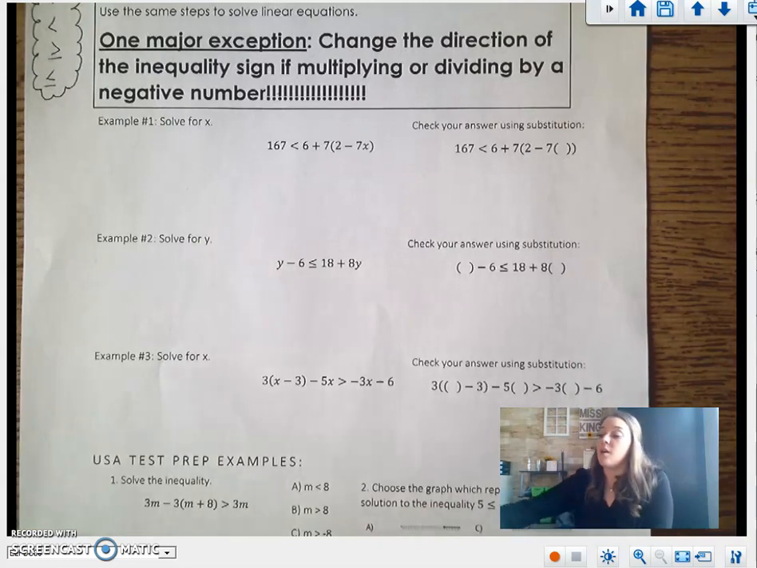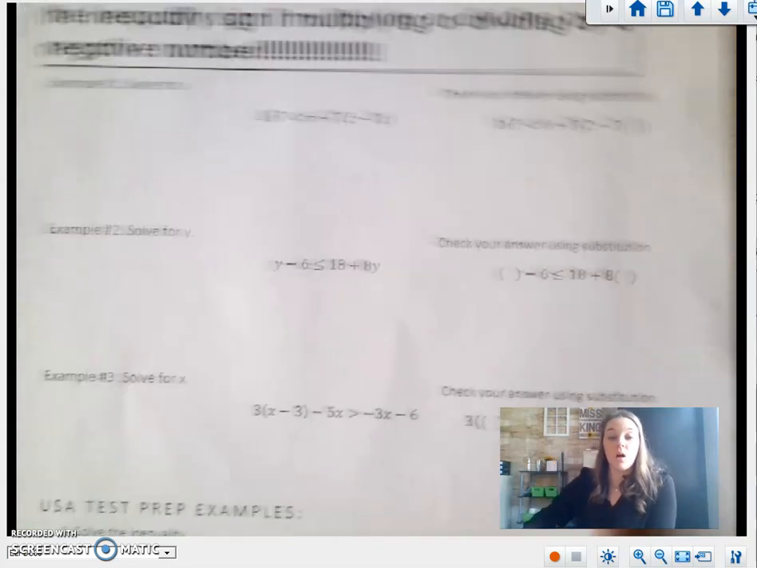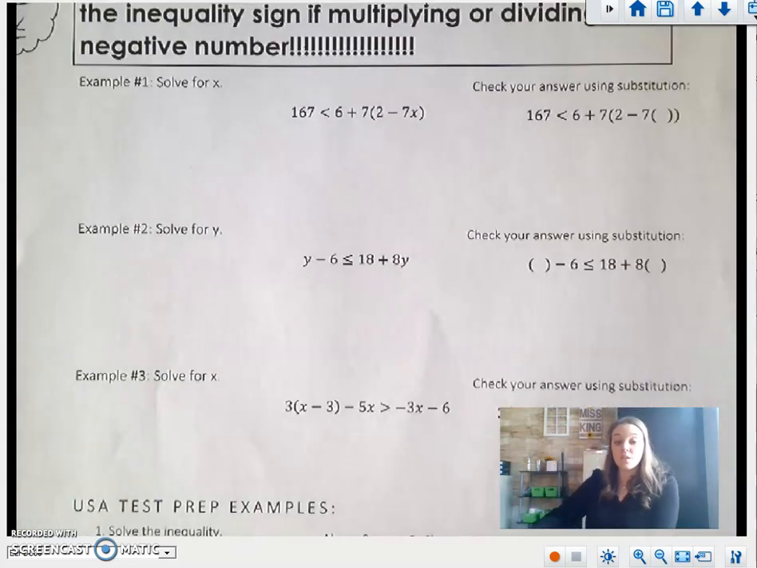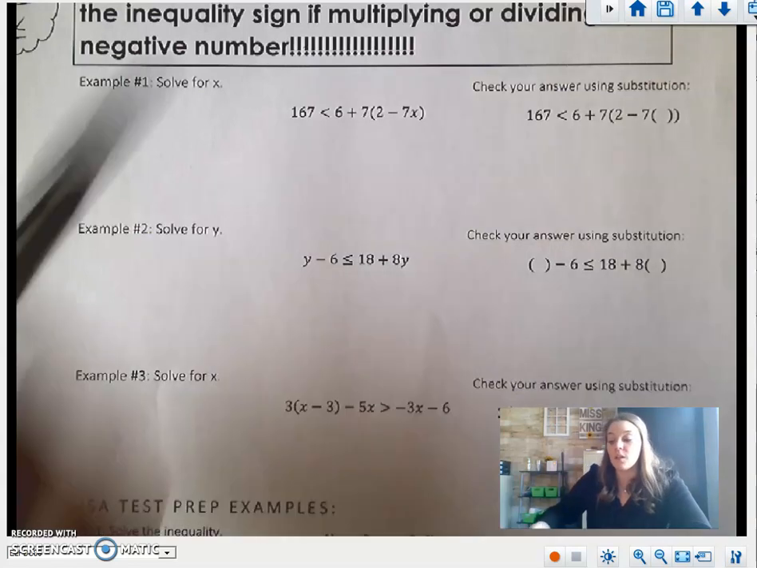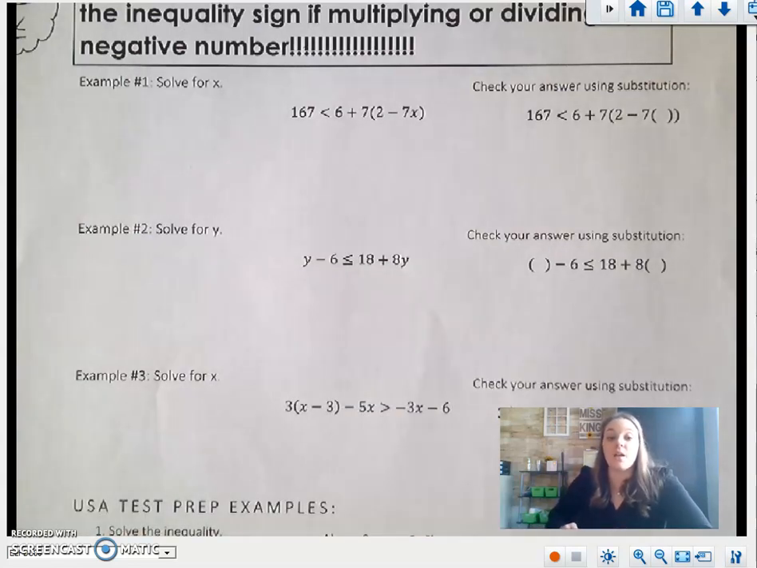And again, the steps to solving a linear inequality are the same exact steps that we've been using to solve equations. So you already know how to do this. You just have to remember to flip your sign if and only when you multiply or divide by a negative number. So let's go through some examples so you can see what I mean, that it's the same exact steps.